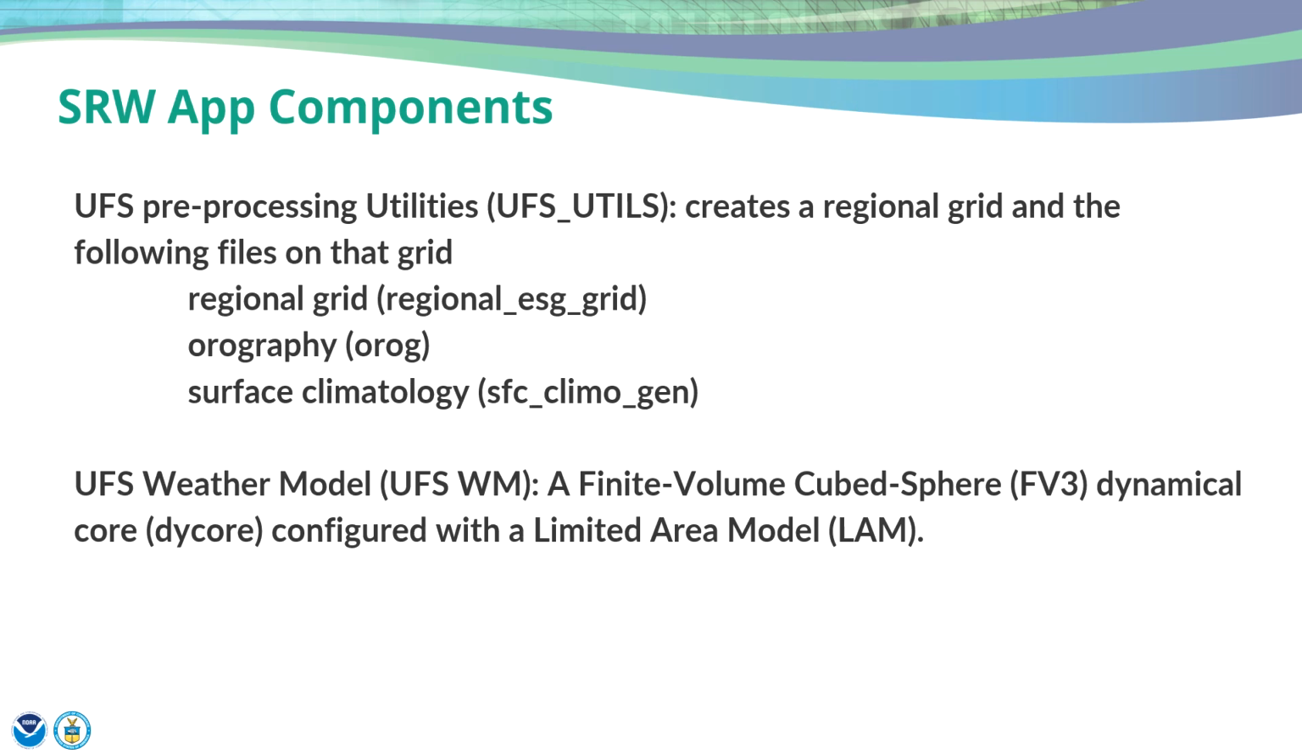The SRW application assembles a variety of components, which include the UFS pre-processing utilities, or UFS_UTILS. It creates a regional grid on which it also creates orography and surface climatology files. The major component of the SRW application is the UFS weather model. The UFS weather model includes a finite volume cubed sphere dynamical core configured with a limited area model. The limited area model is used to generate the grid for the regional domain. The dycore is the computational part of the model and it solves the equations of fluid motion.